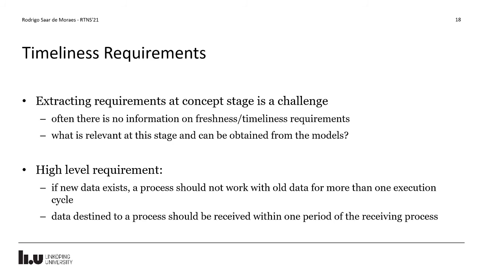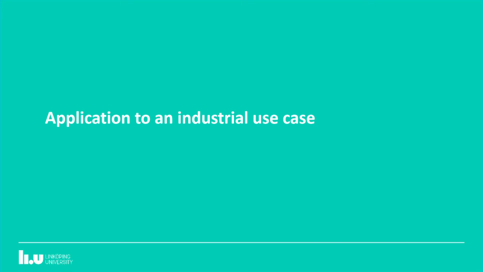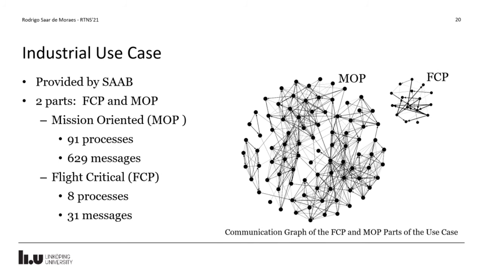So now let's move on and see how we can apply our workflow to an actual industrial use case. Here we use an industrial use case provided by SAAB, which is composed of two parts. One FCP, which stands for Flight Critical Part, and one mission-oriented part, which we call MOP. The MOP part is composed of 91 processes that exchange 629 messages, and the FCP part is composed of 8 processes and 31 messages.